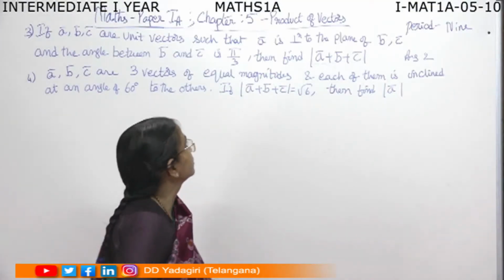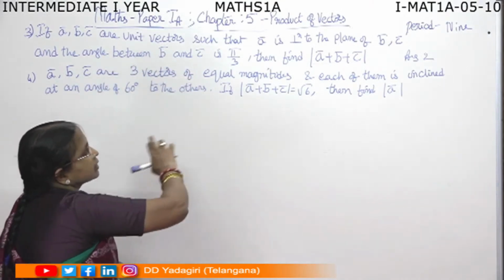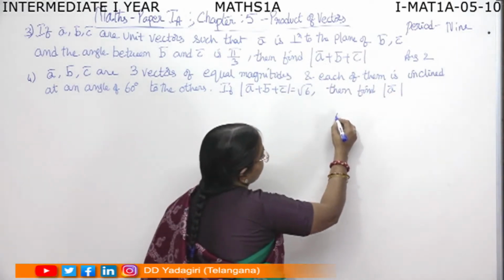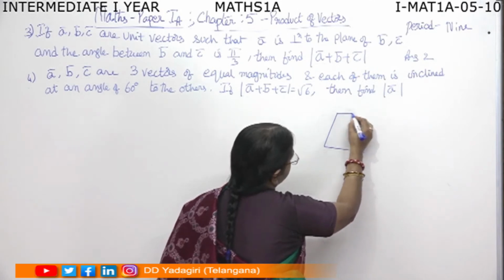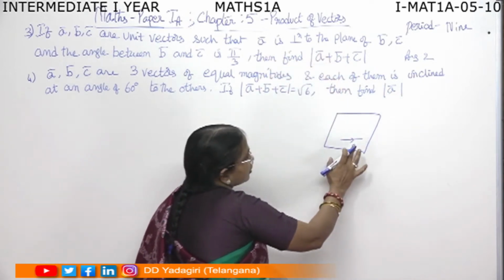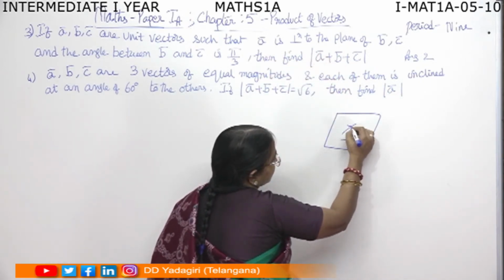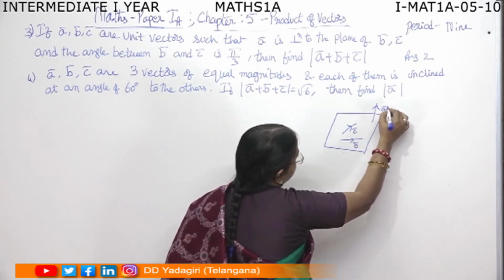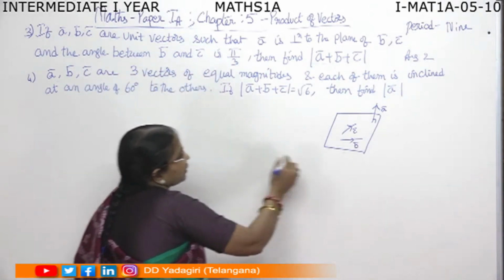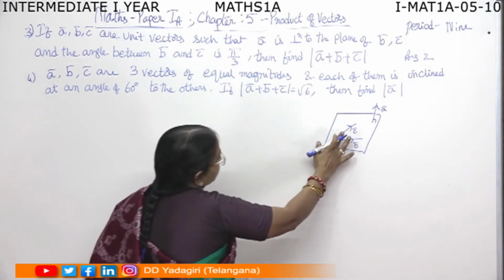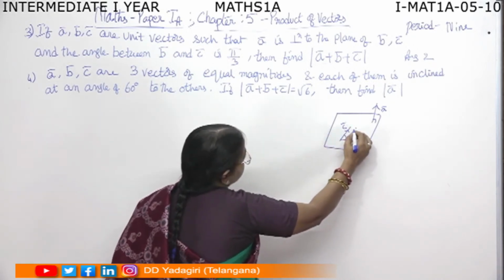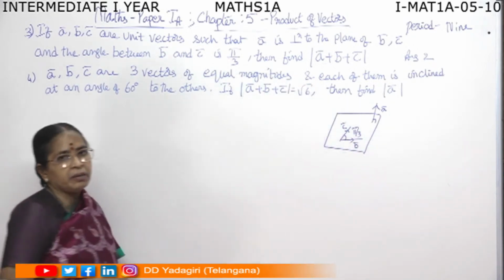Now next problem. A, B, C are unit vectors such that A is perpendicular to the plane of B and C. So you have like this, A vector is here. A is perpendicular to the plane of B and C, so B and C are in this plane, and then A is perpendicular. The angle between B and C is pi by 3. Suppose I draw a vector like this, the angle between them is pi by 3. This is given. Find mod of A plus B plus C.